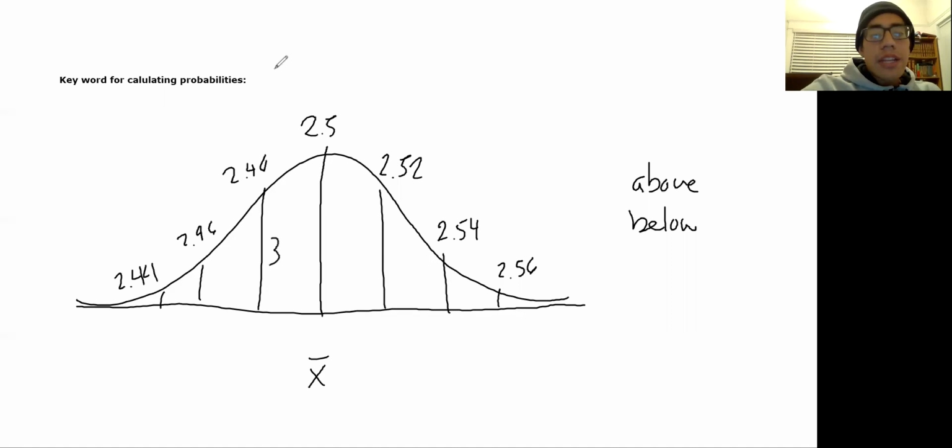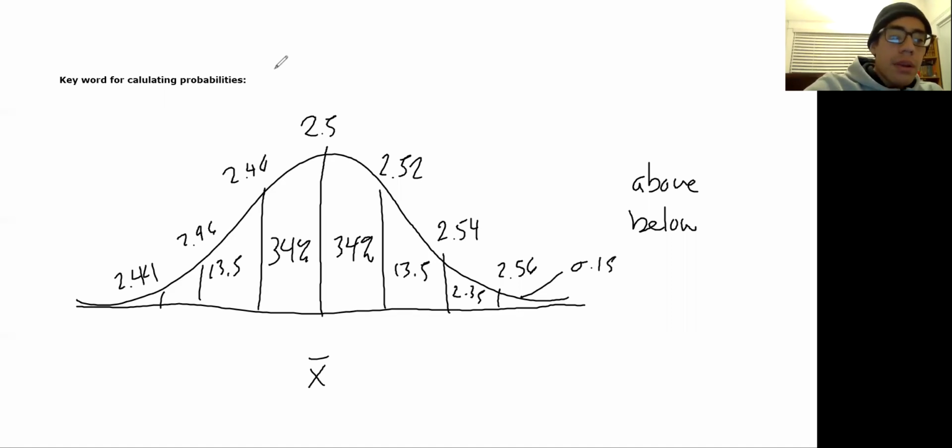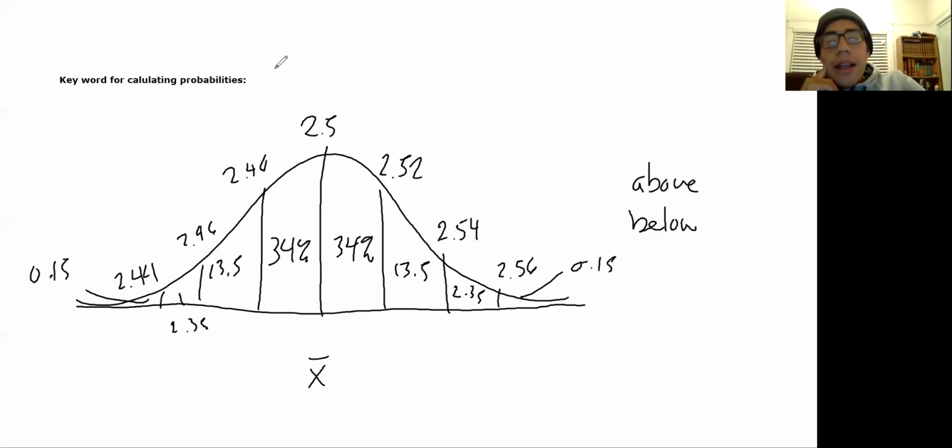Okay, and then we have our percentages. This one is 2.35, and then this is 0.15. All right, we have our percentages, and they're asking us, can we go above or can we go below? Let's say they're saying, what is the probability that a penny is going to be heavier than 2.52?